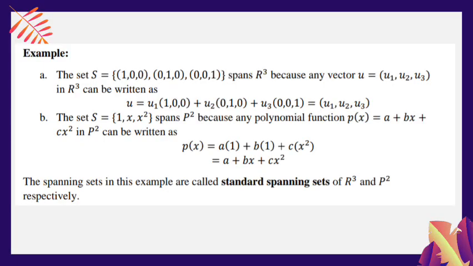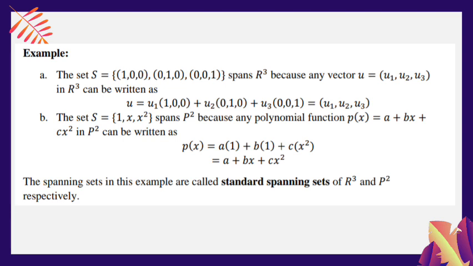For example, the set S equals (1, 0, 0), (0, 1, 0), and (0, 0, 1) spans R3 because any vector U equals (U sub 1, U sub 2, U sub 3) in R3 can be written as U equals U sub 1 times (1, 0, 0) plus U sub 2 times (0, 1, 0) plus U sub 3 times (0, 0, 1).